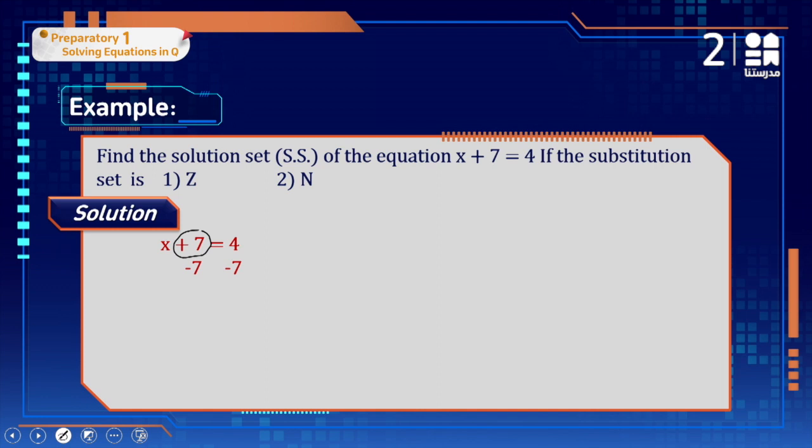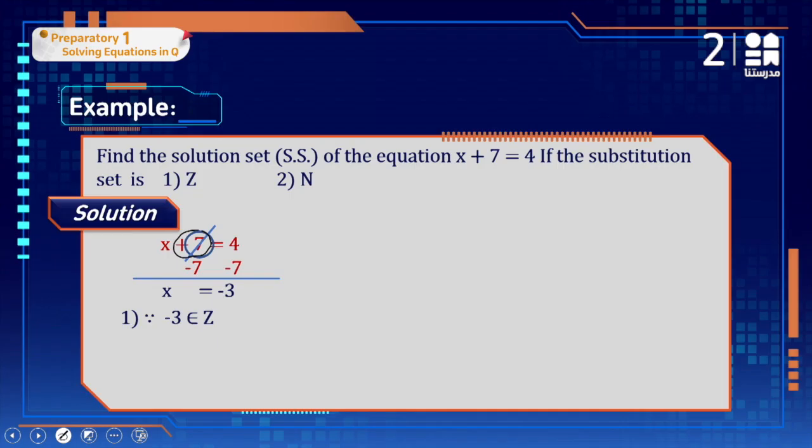The opposite: do the inverse operation to both sides. So minus 7 and minus 7. Then cancel this positive 7 and negative 7. We will get the variable alone. x alone equals 4 minus 7, which is negative 3.